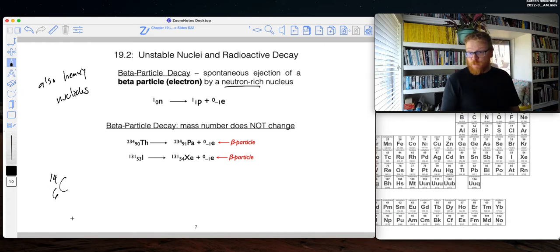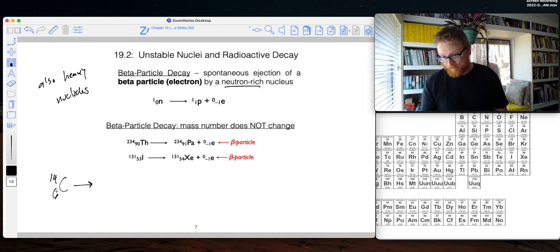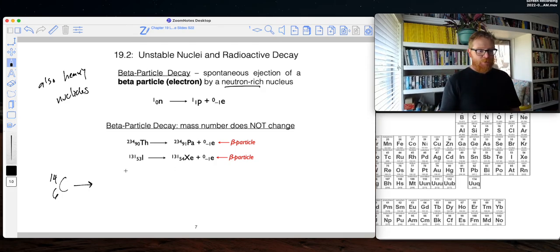carbon-14. So carbon-14 is known to undergo beta decay. And as we shall learn, this is how we do radiometric carbon dating, which we will talk about very soon. So the way I can put this together, I know that this is a beta emitter, so that becomes 0, -1, e. And then now the 14 has to remain. 0 plus 14 is 14.